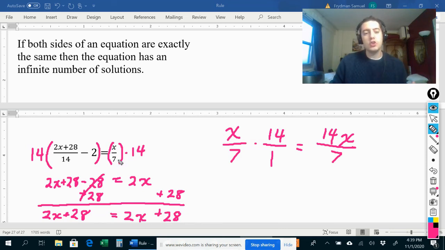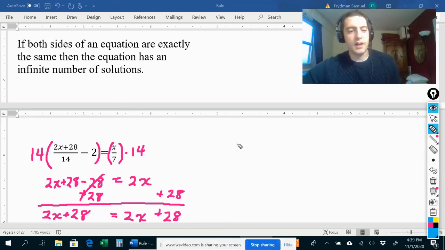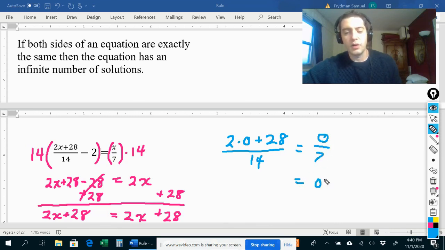So that no matter what you choose for x, when you plug it in to the original equation, it will solve the equation. And just to give you a very simple example, what's the easiest number that I can think of, just to show you that I'll get the same answer on both sides? How about 0? If I replace all of these x's here with zeros, then on the left side, I'll have 2 times 0 plus 28 over 14. And on the right side, I'll have 0 over 7. Well, 0 over 7 is just 0. 0 divided by 7 is 0. Then 2 times 0 is 0.